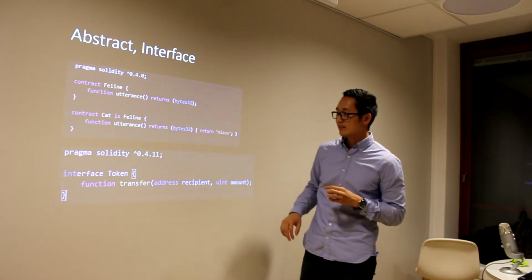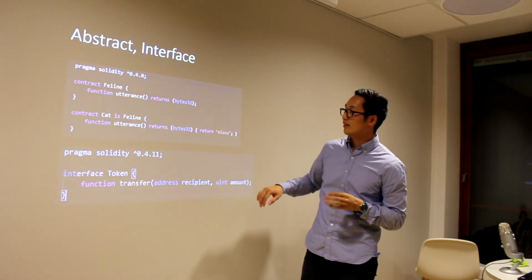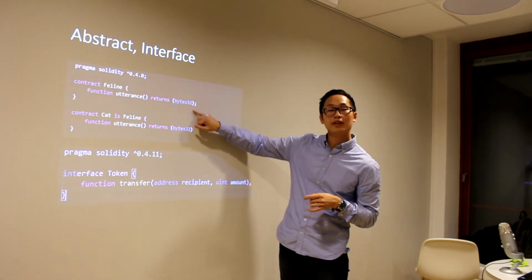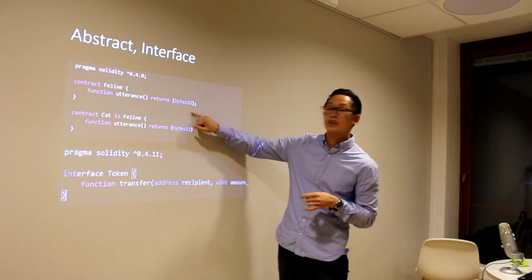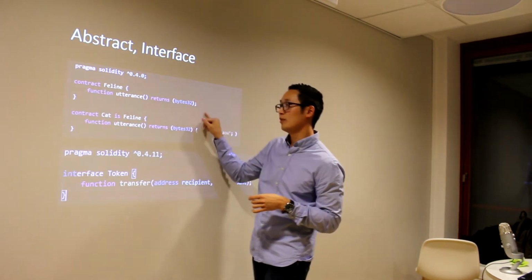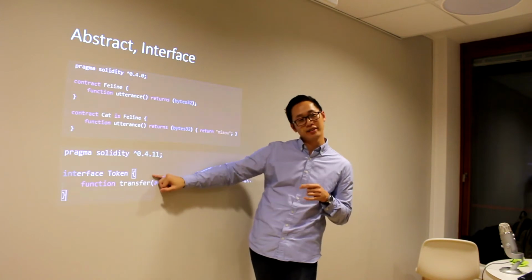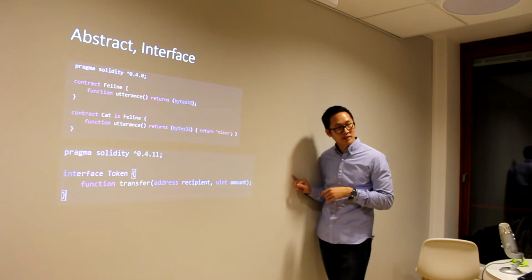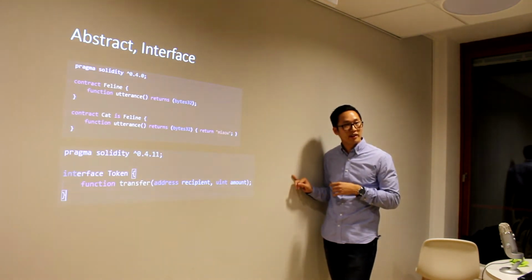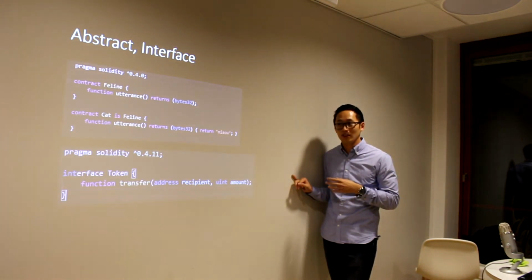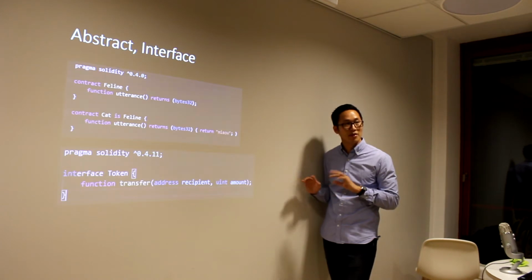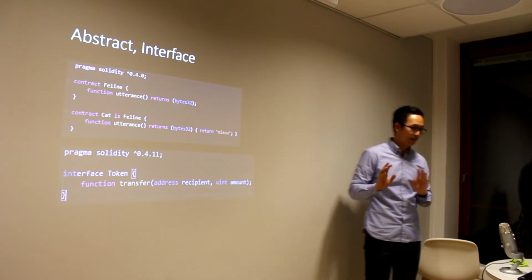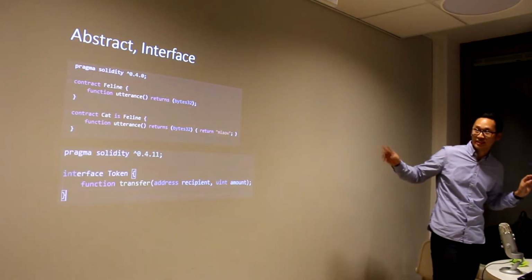The difference is the abstract can have functions with implementations. You can write another function with an implementation, but in an interface you can only have functions without implementation. So it's the same, I think, in almost all programming languages. So nothing special at all. They have the same behavior as C# and Java in this case.